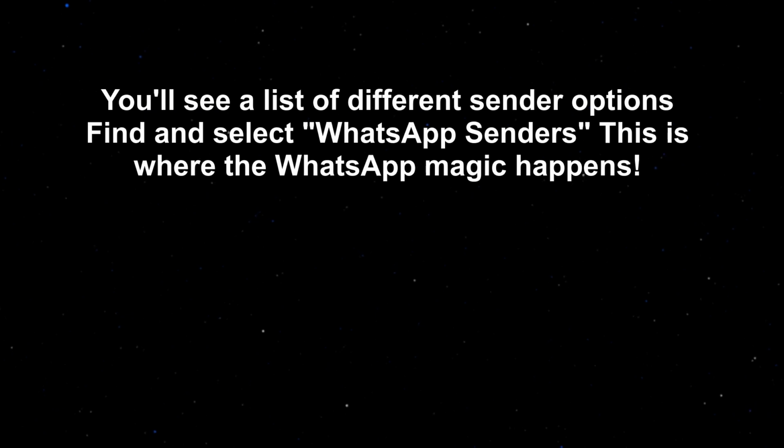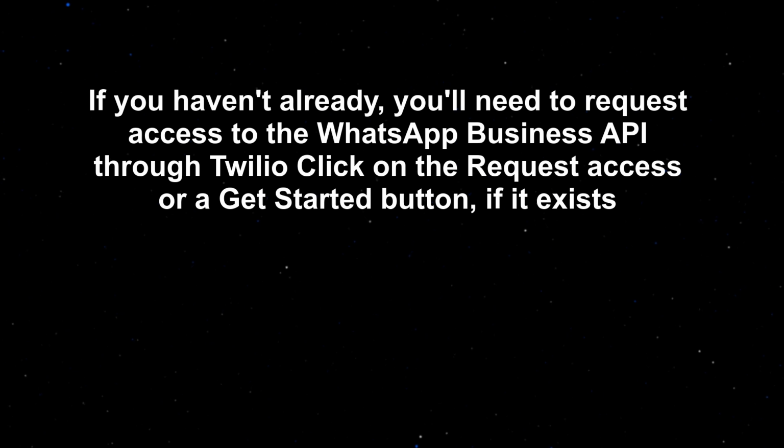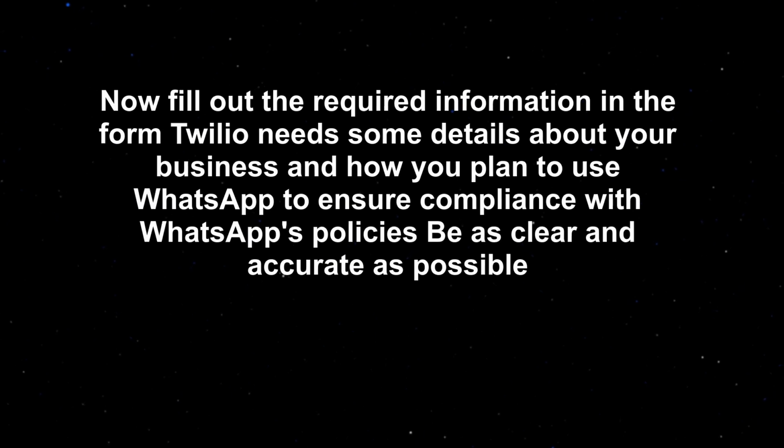You'll see a list of different sender options. Find and select WhatsApp senders. This is where the WhatsApp magic happens. If you haven't already, you'll need to request access to the WhatsApp Business API through Twilio. Click on the Request Access or Get Started button if it exists. Now fill out the required information in the form.